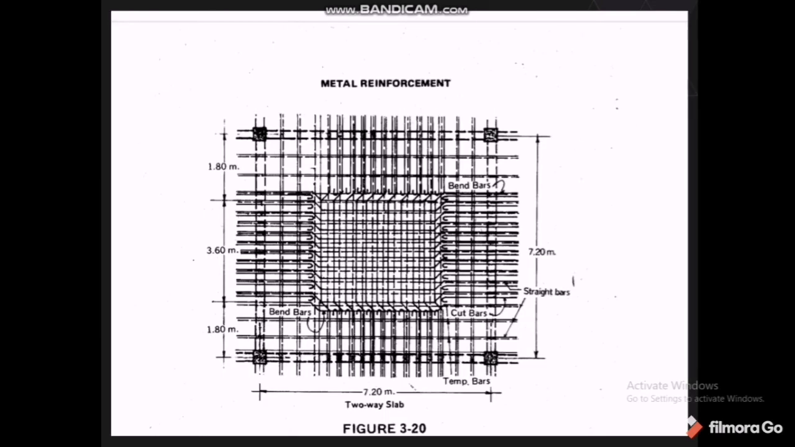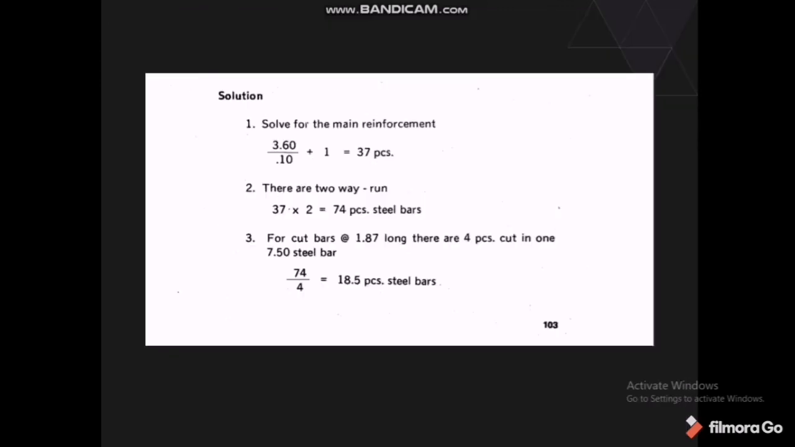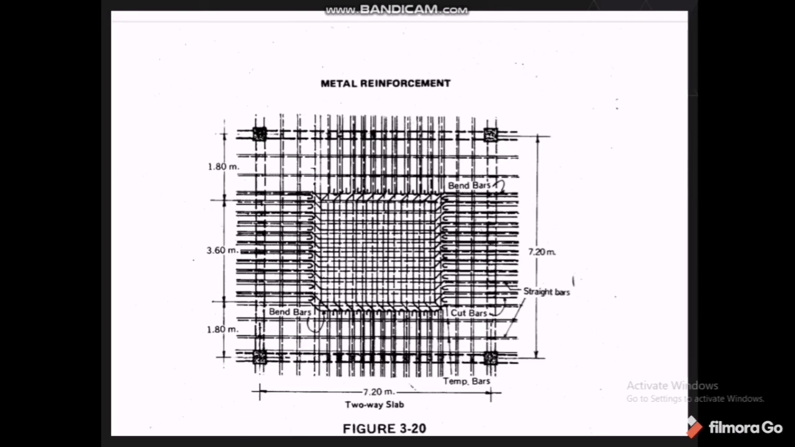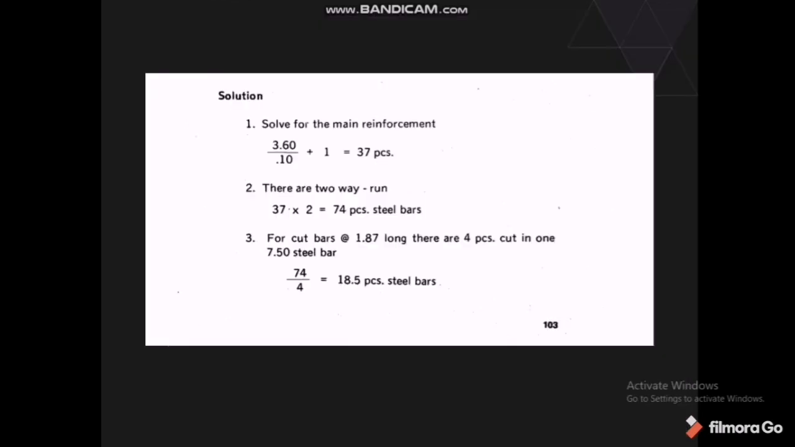So the two-way slab, the distance is 7.20 meters. Solve for the main reinforcement. The main reinforcement, the distance is 3.6 meters at the middle, all over 0.10 plus 1, that is 37 pieces. There are two-way runs, and therefore we must multiply the 37 by 2. That is 74 pieces steel bars.